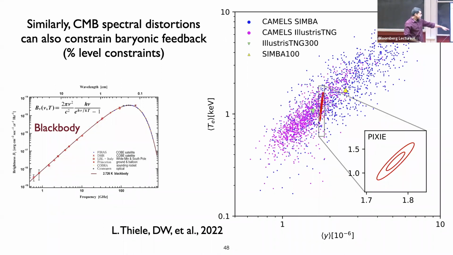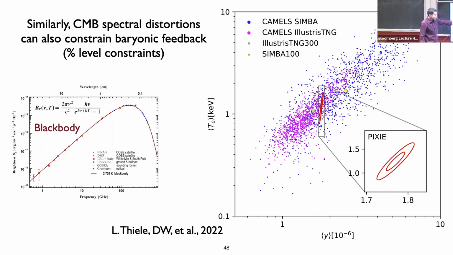So just to give an overview, the CMB is a black body, and people have measured it to a very nice precision using the previous surveys. But if you had surveys like PIXIE, and you measure this even better, you can actually have much tighter constraints on these different simulations.